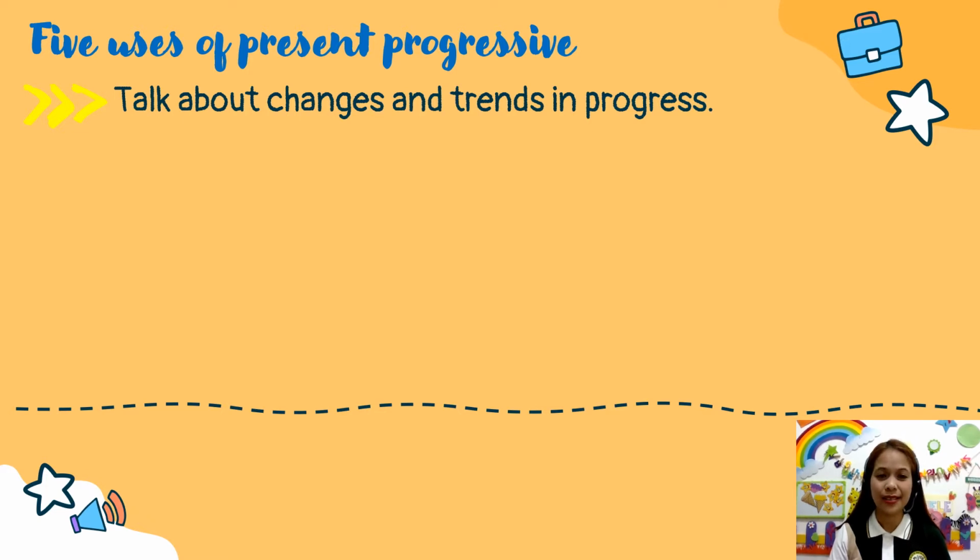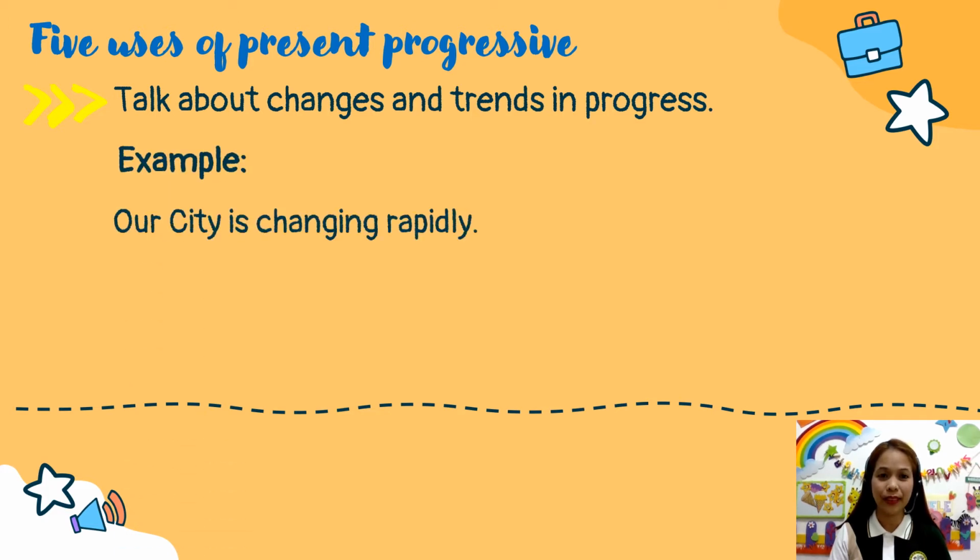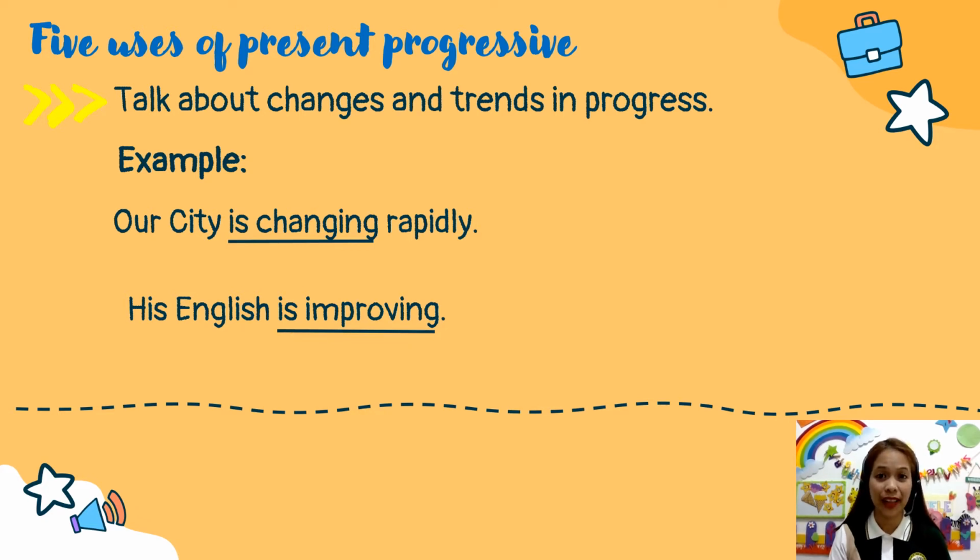Another one is to talk about changes and trends in progress. Example, our city is changing rapidly. His English is improving. Is changing and is improving are both in present progressive tense, meaning the changes in the city are happening now. The action is in progress. Alright?